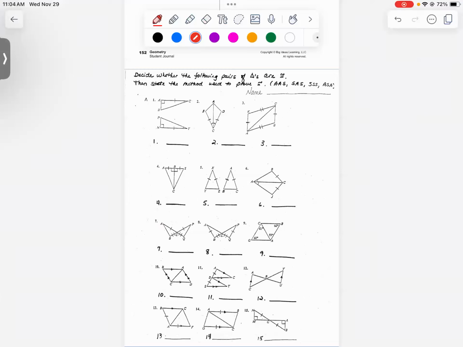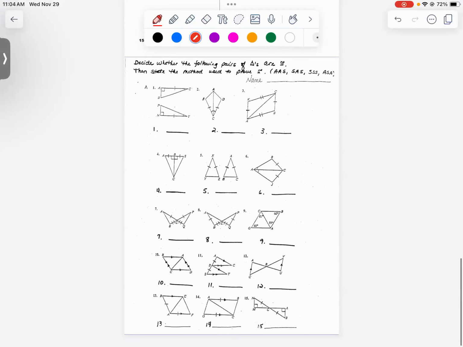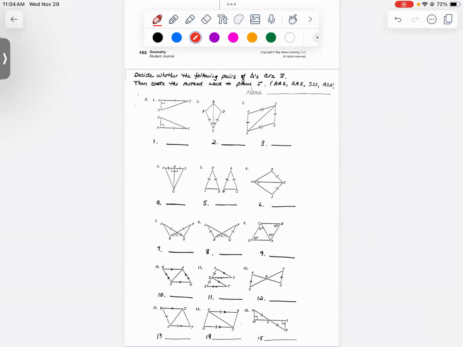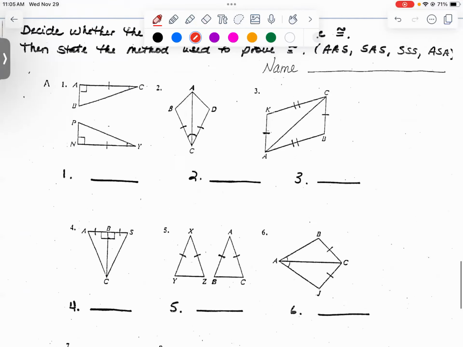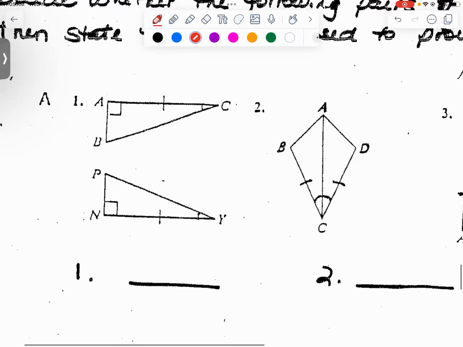Okay, what I'd like you to do is turn to page 6 in your folder. I'm gonna give you some time to determine whether we have congruent triangles or not. So you and your elbow partner, you and your table, whatever you need to do. So like number 1, are these two triangles congruent?